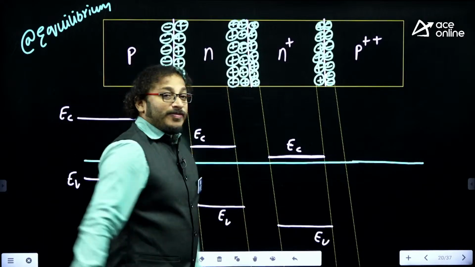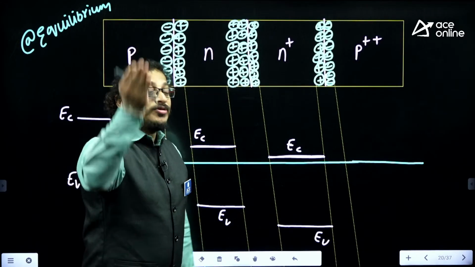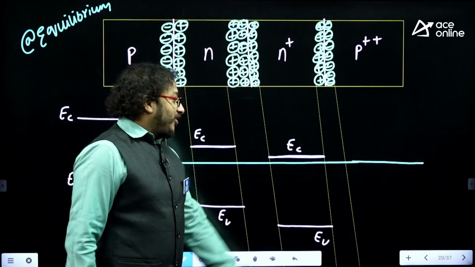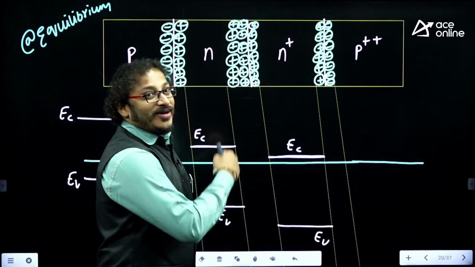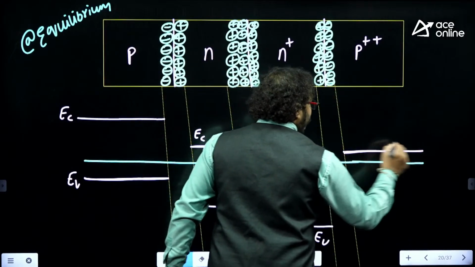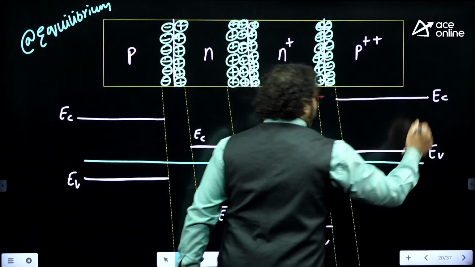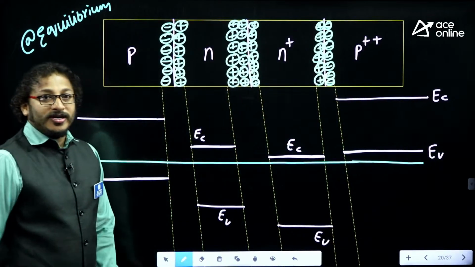It is P plus plus. P plus plus indicates extreme heavy doping, a degenerate semiconductor. Therefore, the Fermi level must be inside the valence band, so the valence level must be drawn here. This is the valence band, EV. Therefore, this will be EC, because the Fermi level must be drawn inside the valence band.